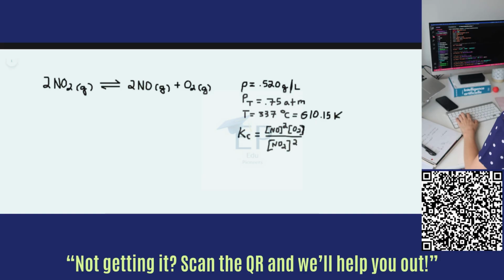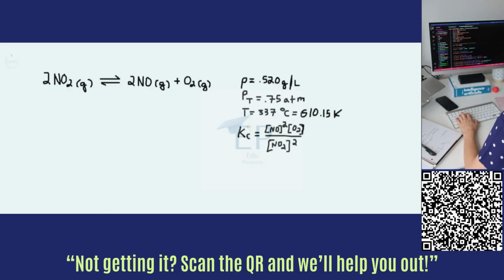This question says a sample of pure NO2 is heated to 337 degrees Celsius, at which temperature it partially dissociates according to this equation. At equilibrium, the density of the gas mixture is 0.52 grams per liter, and the pressure is 0.75 atmospheres. It asks us to calculate the Kc, or the equilibrium constant with respect to concentration, which is shown here, what that would be.